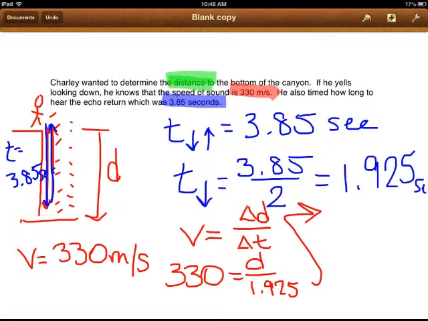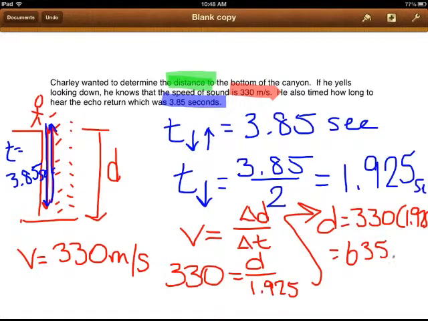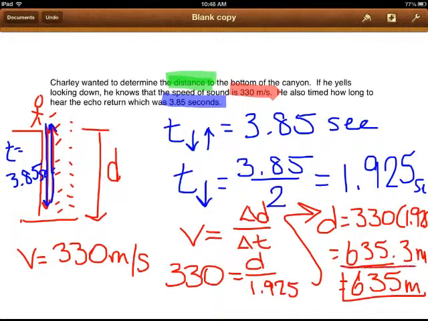So, to find that, we know distance has to be 330 times 1.925, which is 635.25 or so meters. Well, we want three significant digits. There's our three. So 365 meters to the bottom of the canyon.